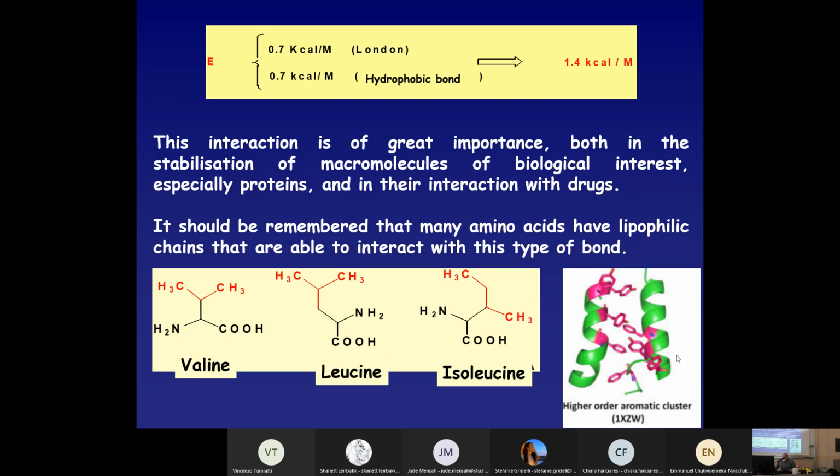You see here in the picture the aromatic residues located on two different parts of a protein. They can stabilize a particular conformation of the protein by this hydrophobic bond. Also, you know that a lot of amino acids have a lipophilic chain which can interact with hydrophobic bonds with particular ligands.